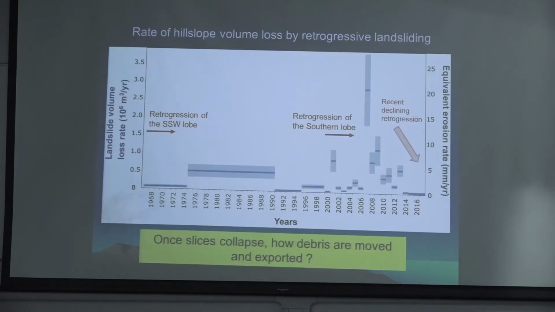And we can convert it into landslide volume loss, or rate of landslide volume loss. And you see there are two periods. The progression of the retrogression during the 70s and 80s toward the southwestern branch, some period without activity, and then for some reason the regressive erosion, the aggressive erosion, starts again along the southern branch with a very high rate of loss of material.